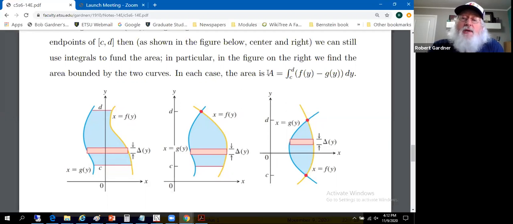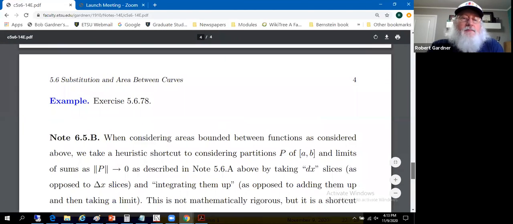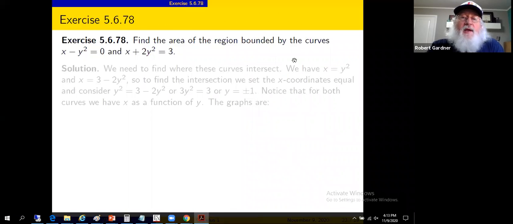And all three of those can be represented as an integral of f of y minus g of y, where f is the function on the right and g is the function on the left. Let's look at number 78. Okay, find the area of the region bounded by the curves x minus y squared equals 0 and x plus 2y squared equals 3.